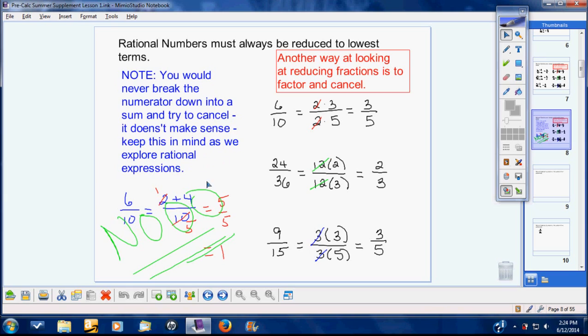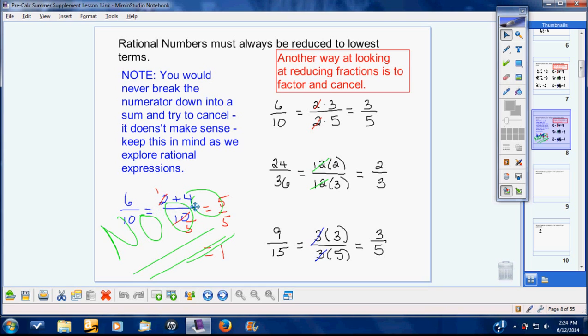Okay? For example, if we tried to break this down into 2 plus 4, which makes 6, you know that you can't cancel this. Okay? 2 is not a factor of 6. You can only cancel it if it's a factor. This would give you a completely different answer if you did this.